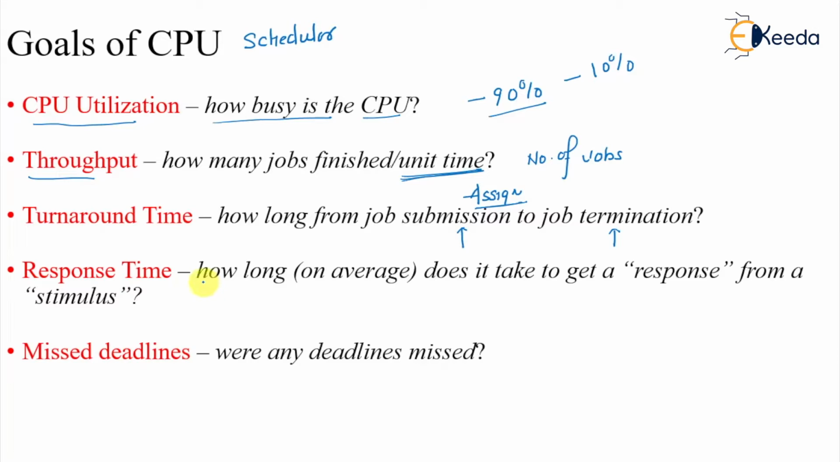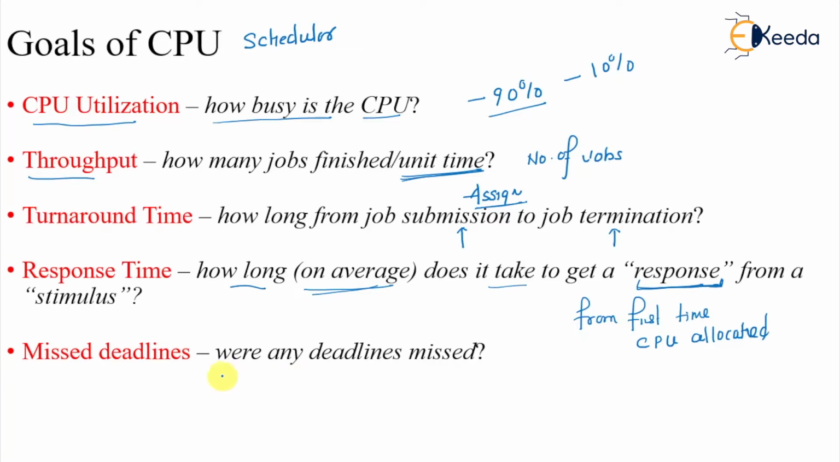Response time, to get a response from a stimulus. How long does it take to get a response? We'll see this term in detail. Maybe you will start getting the response from the first time the CPU is allocated, right? So that can be one criterion: how long, on average, it takes to get a response from a stimulus.